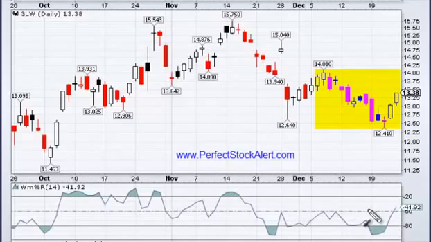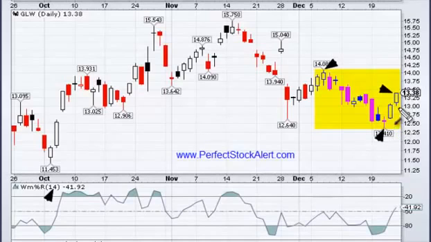Whenever you're looking at this, you're wondering where does this line come from? Where do they get this number? What they do is they take the last 14 periods, and that's this number right here. They're taking the close in relation to the highest point and the lowest point in that 14 period, and they're looking at that to get their calculation.